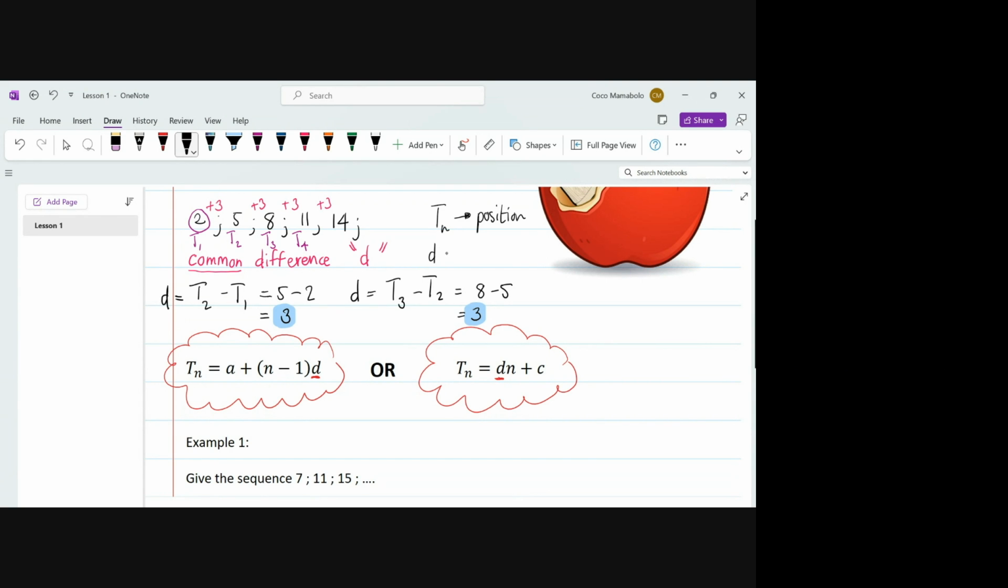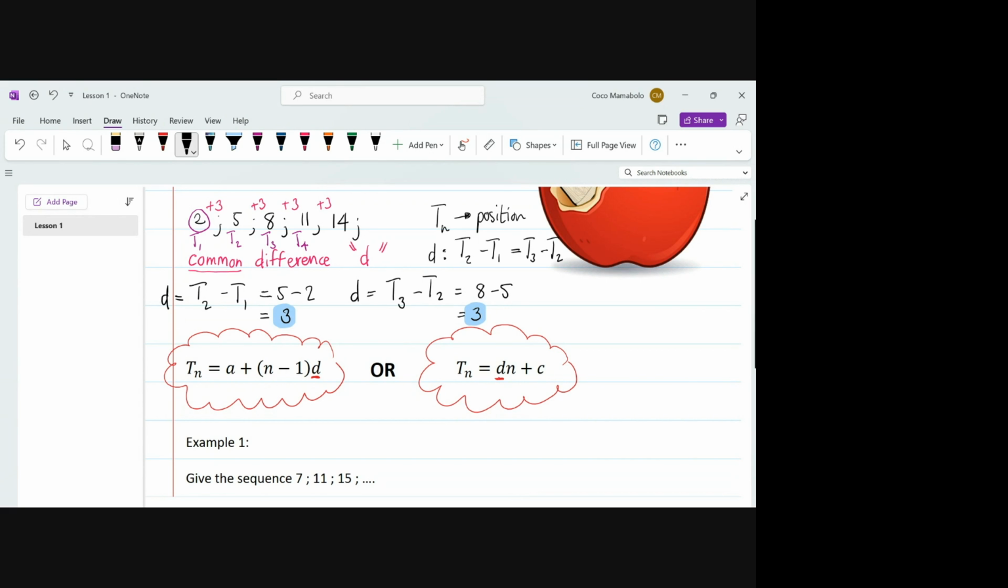And we know that if we want to calculate D, which is the common difference, we must take T2 minus T1. And the answer that we get for T2 minus T1 must equal the same thing we would get if we took T3 minus T2.